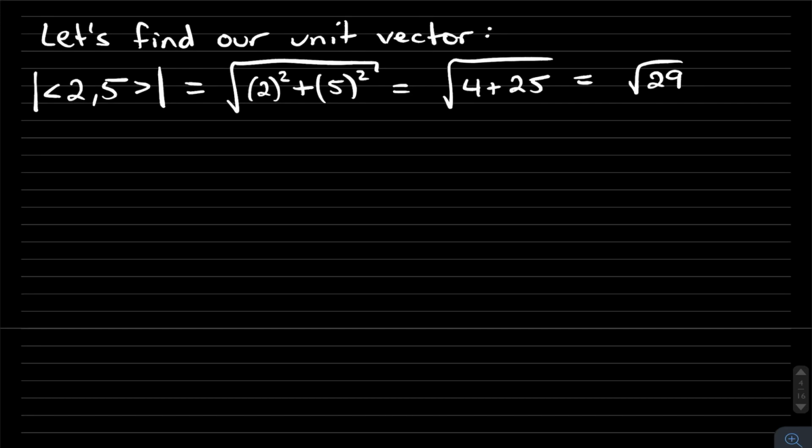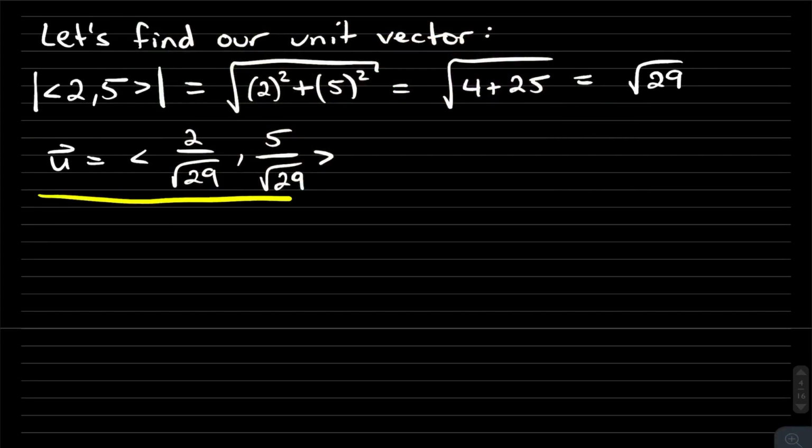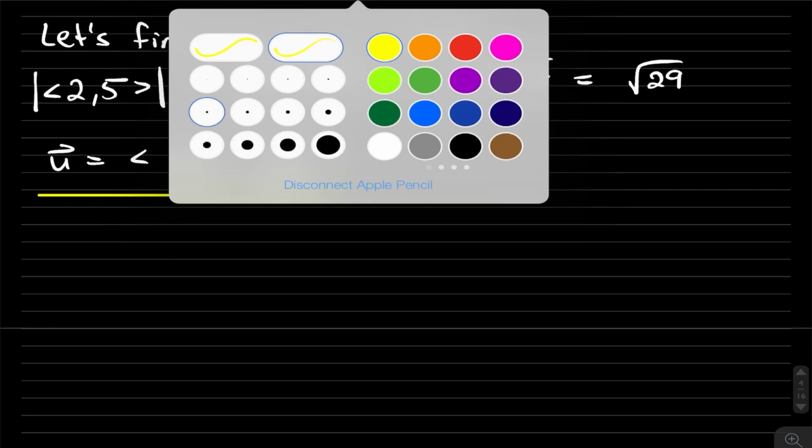And how do we go about getting the unit vector now? Well, we just divide by the square root of 29. So we get that the unit vector is <2 over the square root of 29, 5 over the square root of 29>. I'm not going to circle that. I'm just going to underline it because it's going to be important.